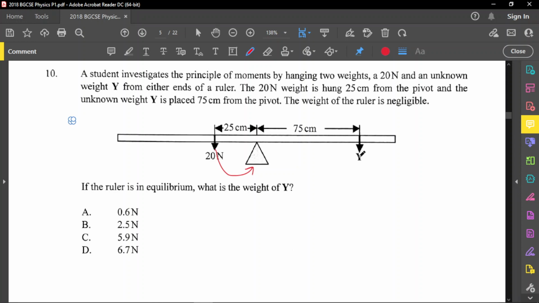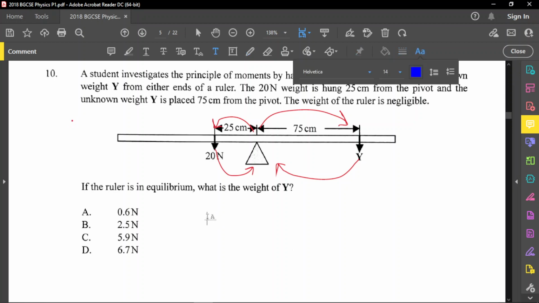While y will be a clockwise moment, because it's turning the way of the clock around the pivot. So you can go like this as well if you want. That's clockwise, and this way it is anti-clockwise. So wherever you take it, the 20 Newton is anti-clockwise, and y is clockwise. So again, the total anti-clockwise moment is equal to the total clockwise moment.